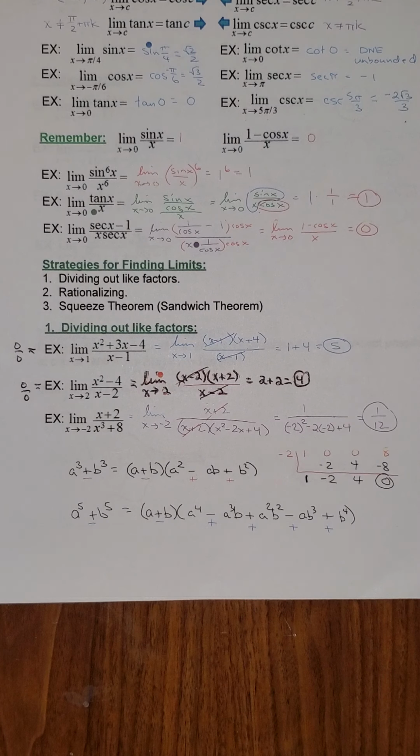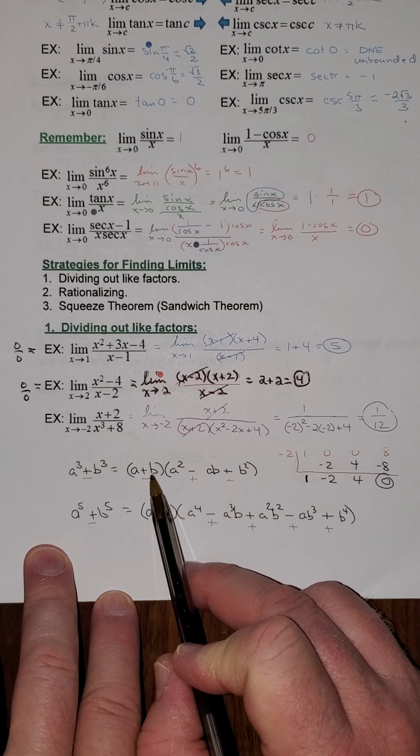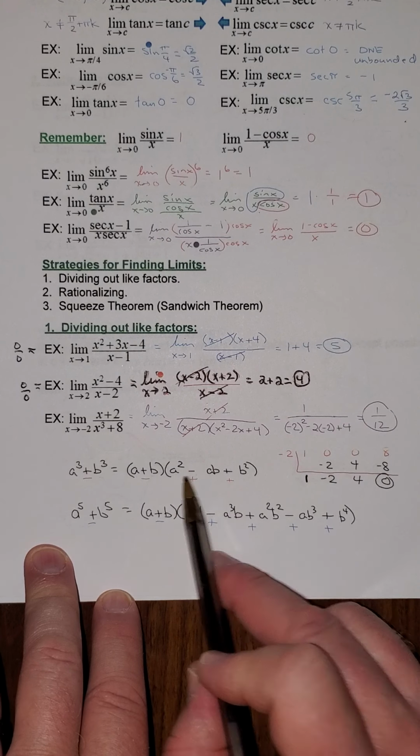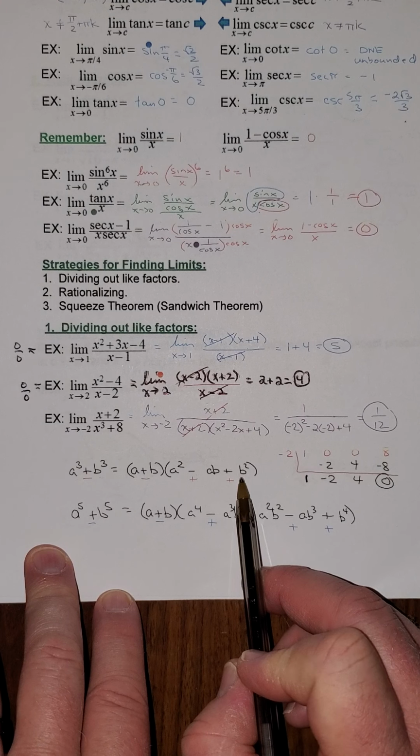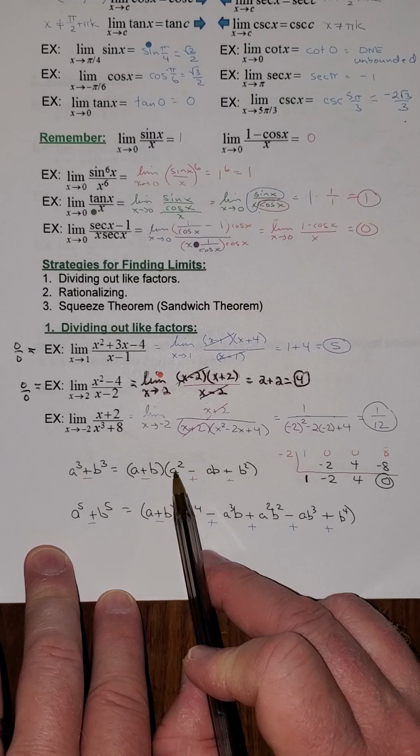In fact, this works for higher powers as well. I don't know if you guys remember me talking about this, but if it's a plus b, it's going to be a plus b to start. Watch the pattern. A squared, a to the first, a to the 0. B squared, b to the first, b to the 0. Do you guys remember this?